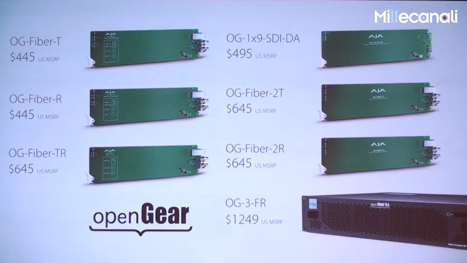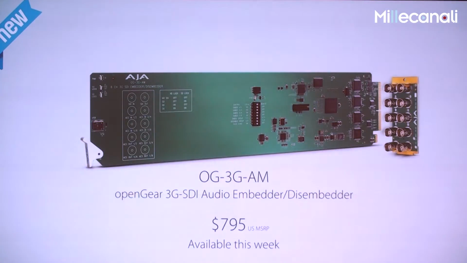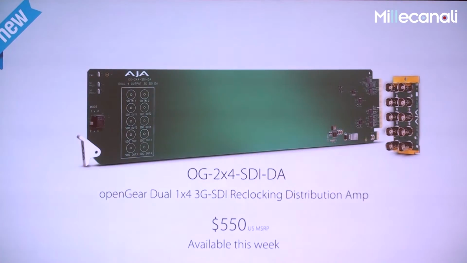This past year, we also introduced our first OpenGear products. There's actually a few more that are not on there, but we have a frame, we have a whole line of cards that we started shipping. We have 2 more for this show. Based on customer requests, we have an embedder disembedder that's 3G SDI capable for $800, and that ships this week. We have another one that is a 2x4 SDI DA. It's 3G SDI compatible. It's reclocking, very high AJA quality product. That's $550 and available this week. It's either 2 1x4s or 1 1x8. You can configure it either way.